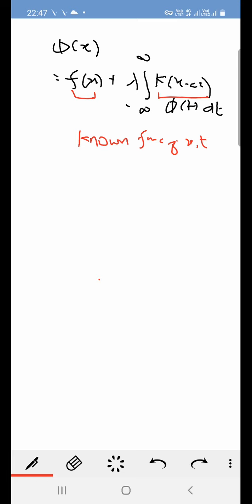Now, such an equation where the unknown function occurs inside the integral is known as an integral equation. The unknown function is inside the integral, so we write it in a different form, say, as an integral equation.